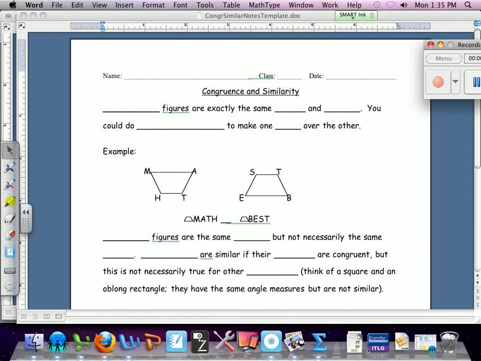So, congruent figures. Oh, my U looks funny. I can't unfunny it. C-O-N-G-R-U-E-N-T figures are exactly the same size and shape.